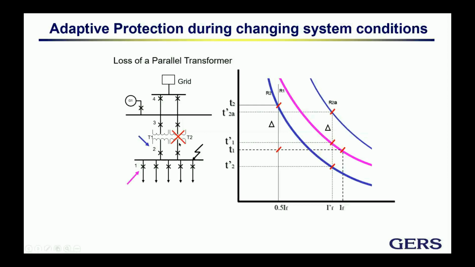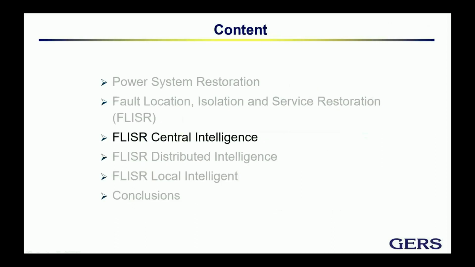So whenever we have this transformer or the other one out of service, by means of the logic of the relays that these days they have, they tell the other relay that they are going into a different operating condition, so the relay can change the setting group. That is a typical example of proper adaptive protection during changing system conditions.